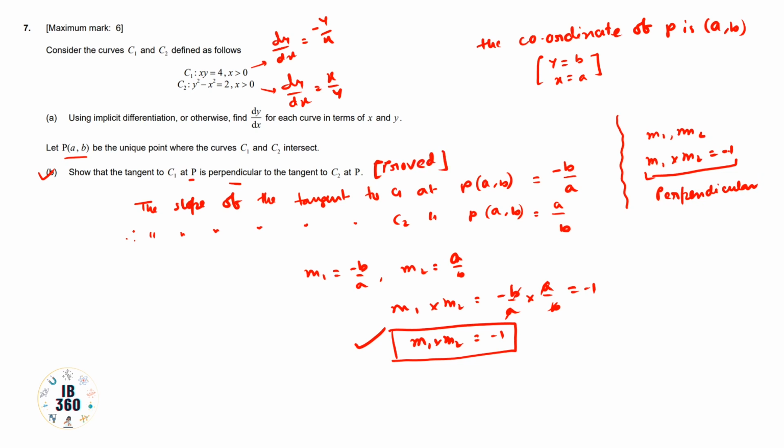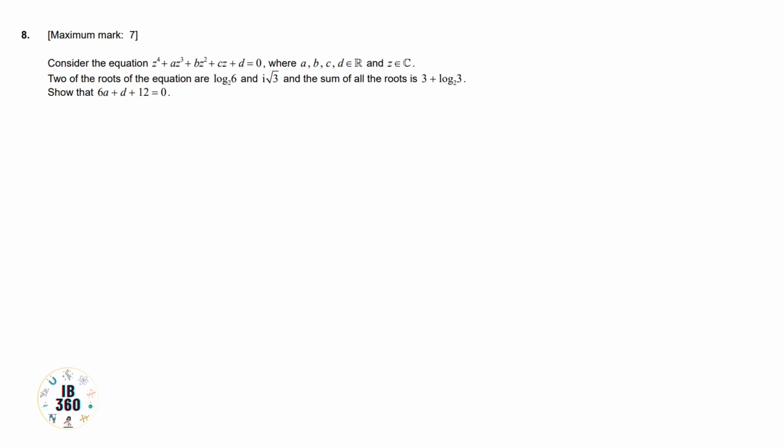Now the next problem. Here the next problem is: consider the equation z to the power 4 plus a z cube plus b z square plus c z plus d equals 0, where a, b, c, d belong to R and z belongs to C. And here two roots are given. So R1 equals log base 2 of 6 and R2 equals i root 3. If any complex root is given, then obviously the conjugate complex number will again be another root. So R3 equals minus i root 3, because here it was plus i root 3, so that's why R3 will be minus i root 3. And now R4 we need to determine.